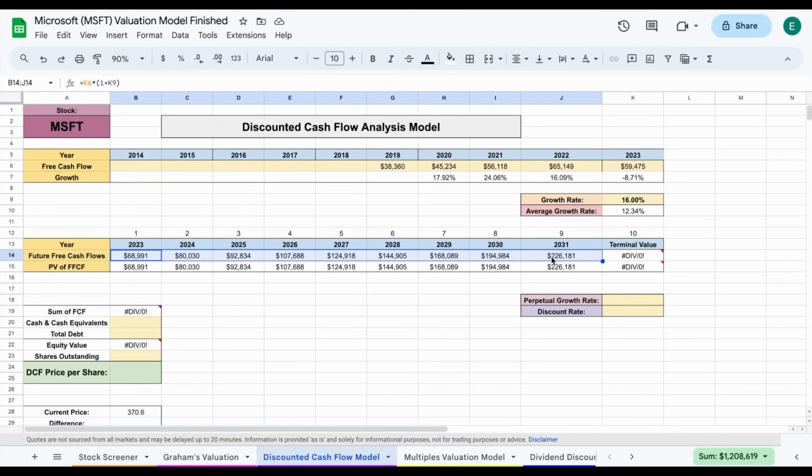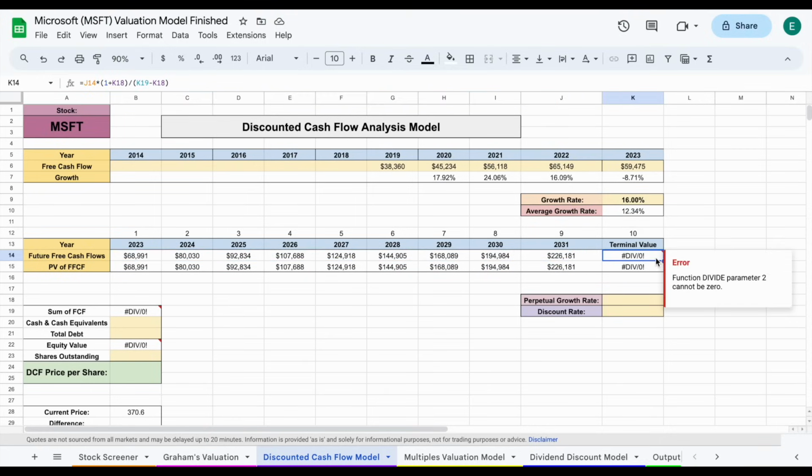But after that, we need to find the terminal value of Microsoft. If you're wondering what terminal value is, that's a good question. Terminal value is essentially the value of all the future free cash flow in this scenario past the year 2031. To find the terminal value of any company using a discounted cash flow analysis, two things we need are a perpetual growth rate and a discount rate. So let's touch on these metrics real quick.